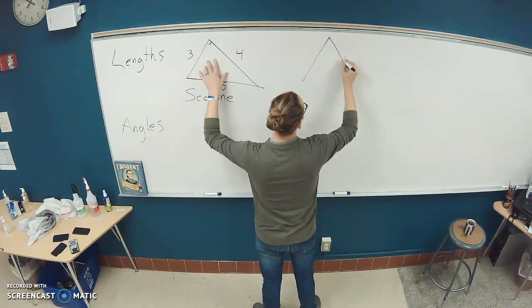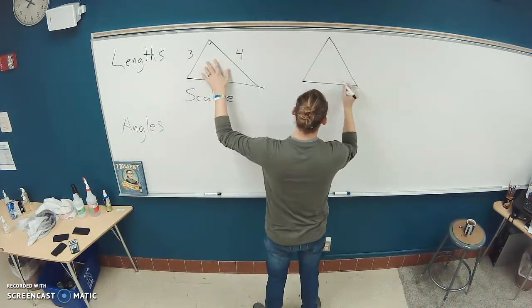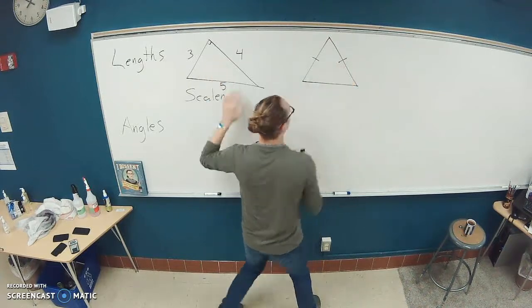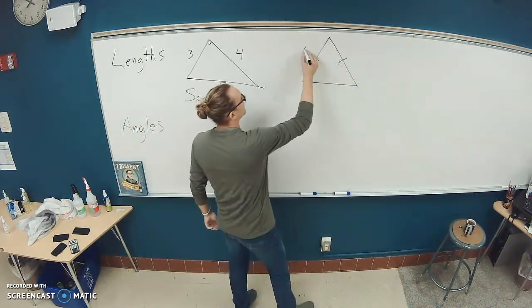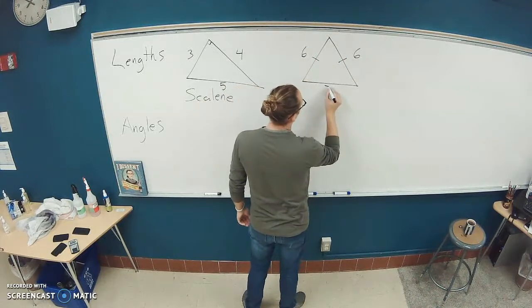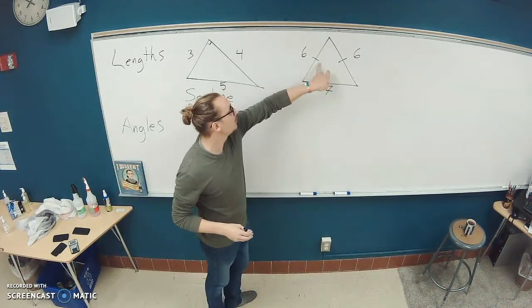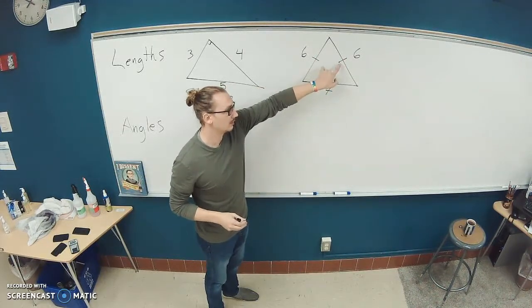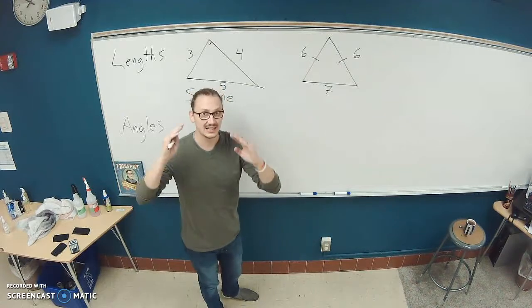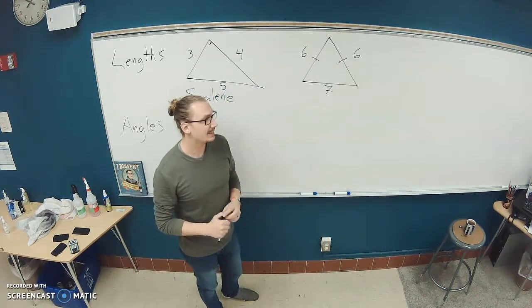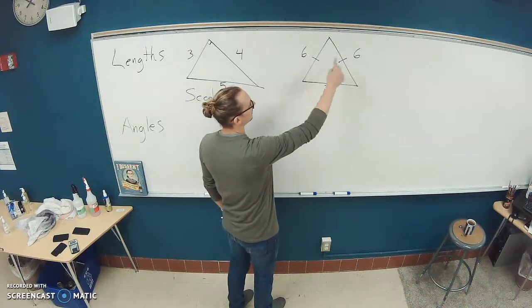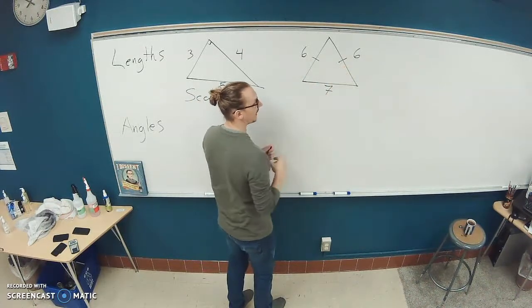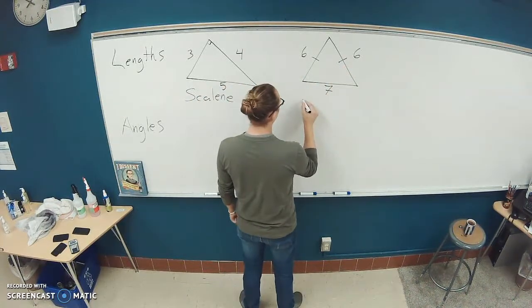The second one is where 2 side lengths are the same. We have like a 6, a 6, and a 7. Keep in mind what those 2 hash marks mean, right? Hash marks on a segment mean that they are the same length, that they are congruent. So this side is congruent to this side. Okay? What we have here is an isosceles triangle.